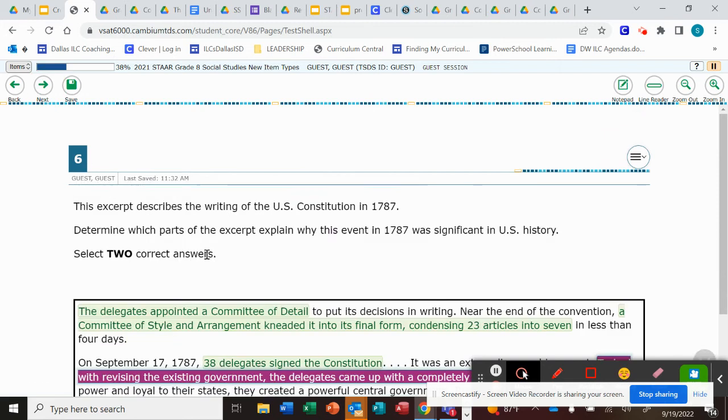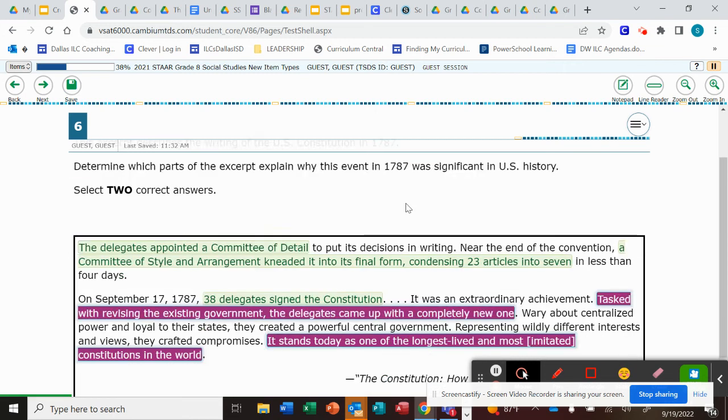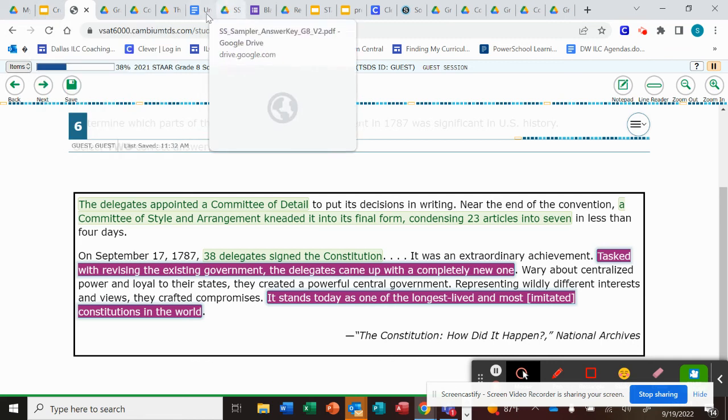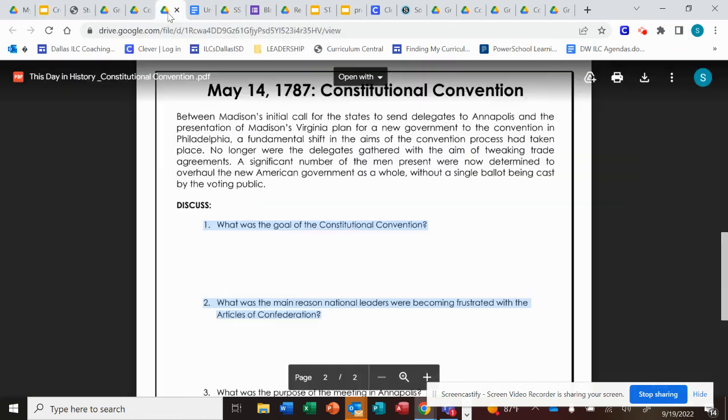So here's another example where it wants two correct answers to determine which parts of the excerpt explain why this event in 1787 was significant in history, the writing of the U.S. Constitution of 1787. So the students have to read this and then highlight the text evidence that answers the question. So, how does this show up in instruction?